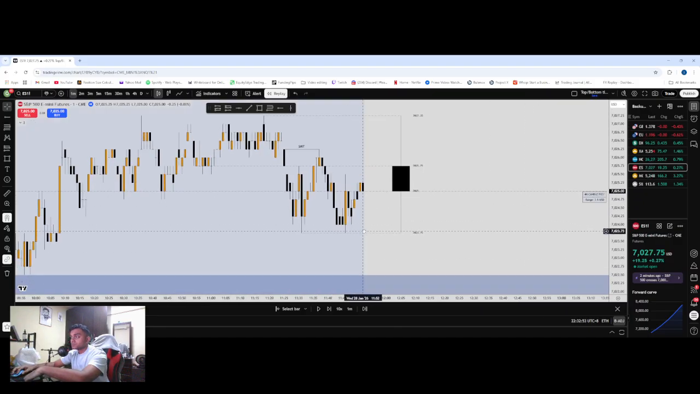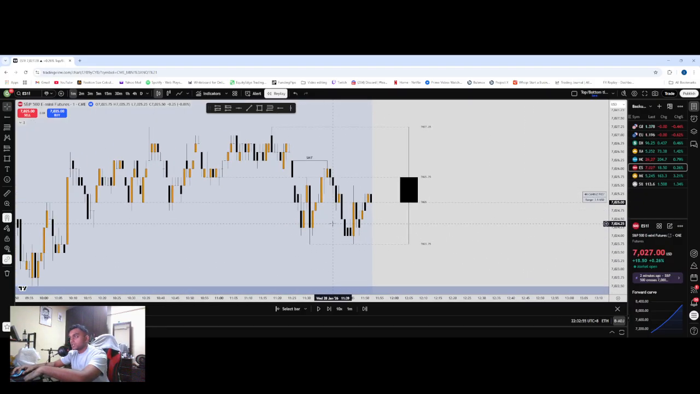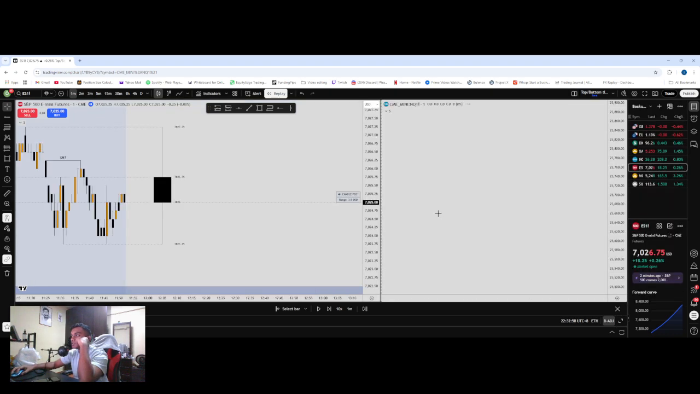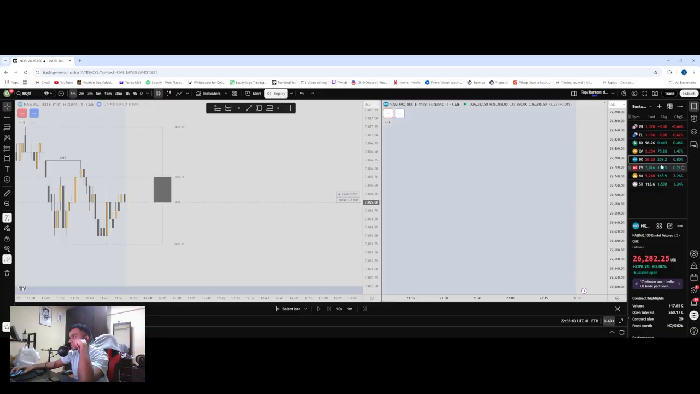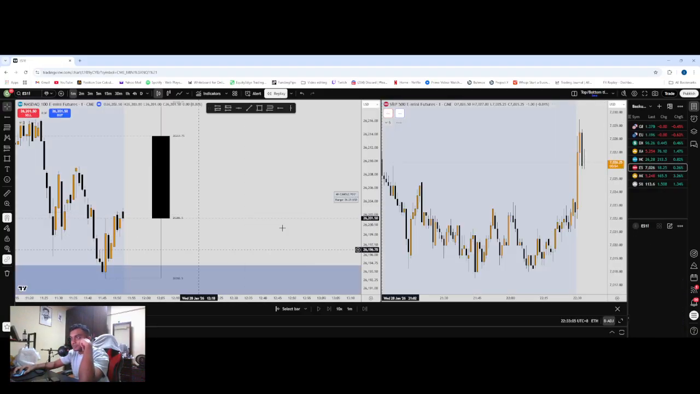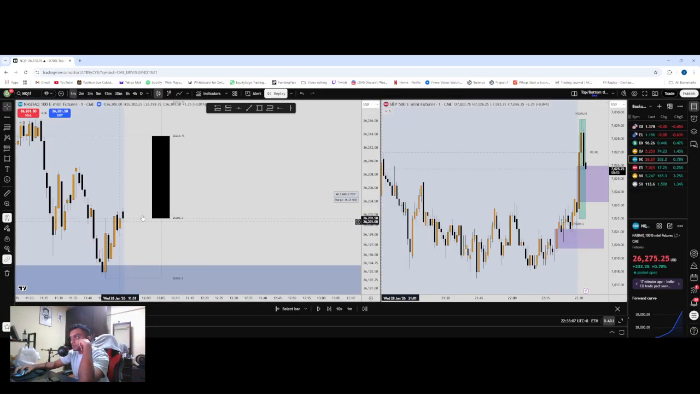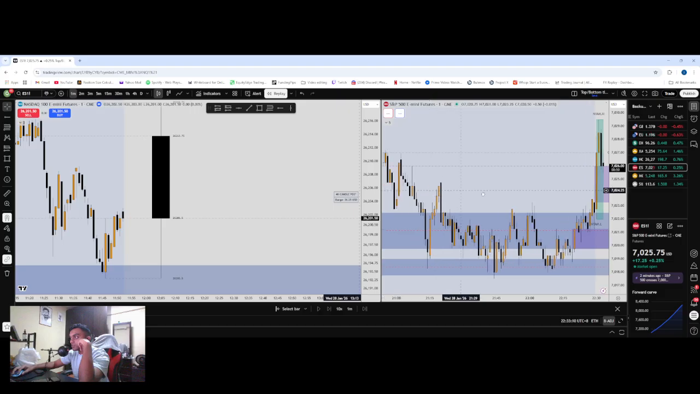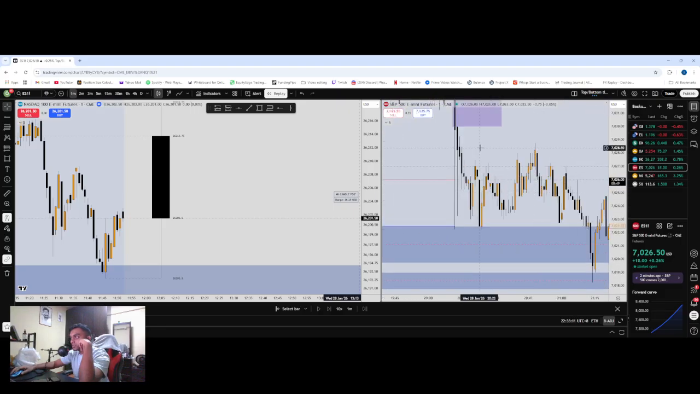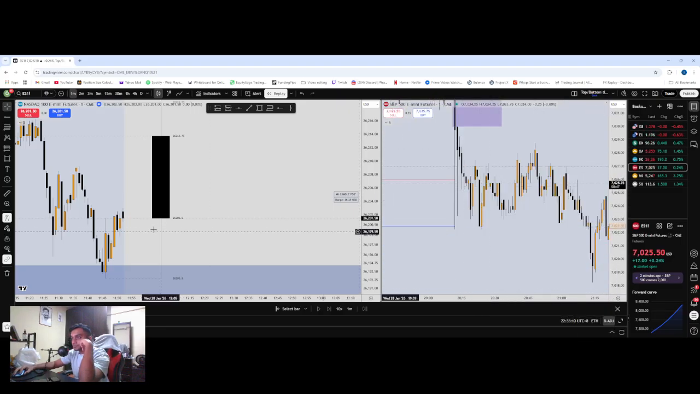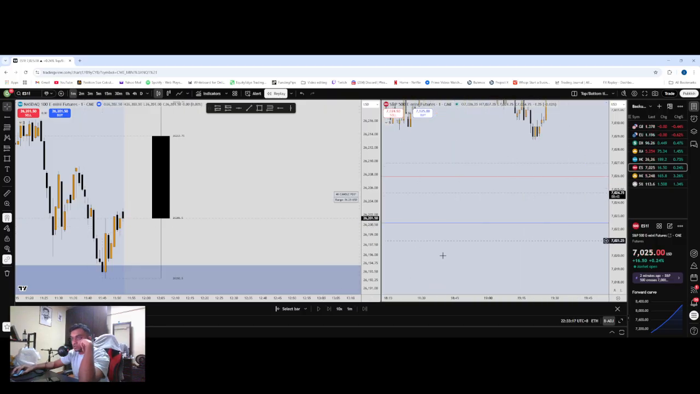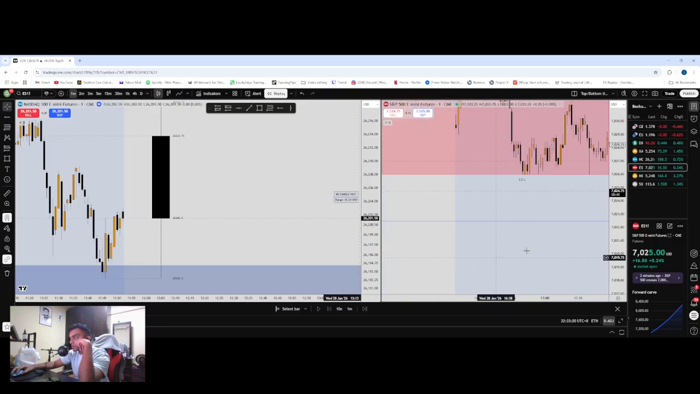So we've got to see SMT. You know what? Let me just do this, it'll be easier. On the left side, it's Nasdaq. Right side is ES. Okay, let me just move this. Still a long way to go.